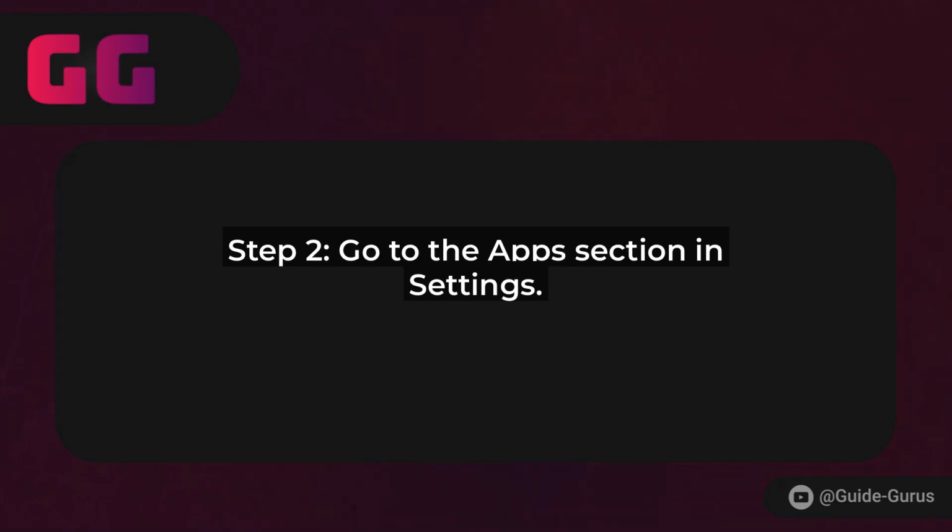Step 2. Once in Settings, navigate to the Apps section. This is usually found on the left-hand side menu. Here, you'll see a list of all the apps installed on your device, including those from the Microsoft Store.